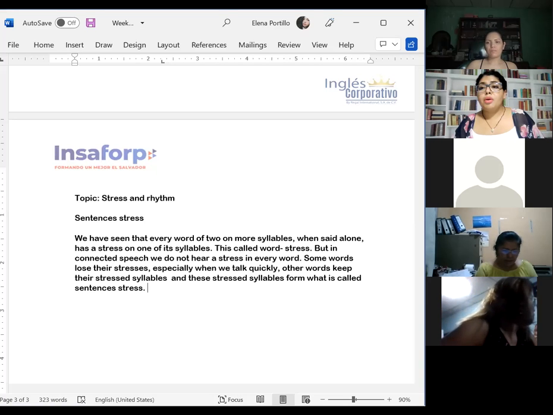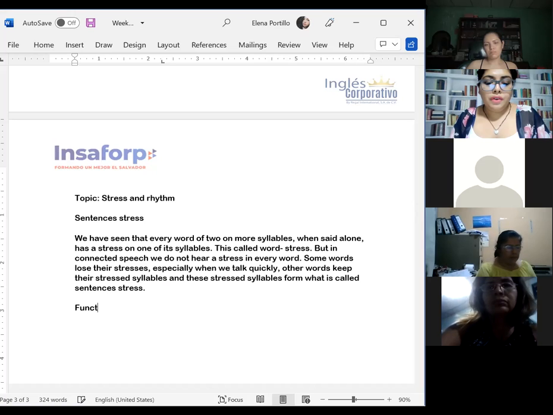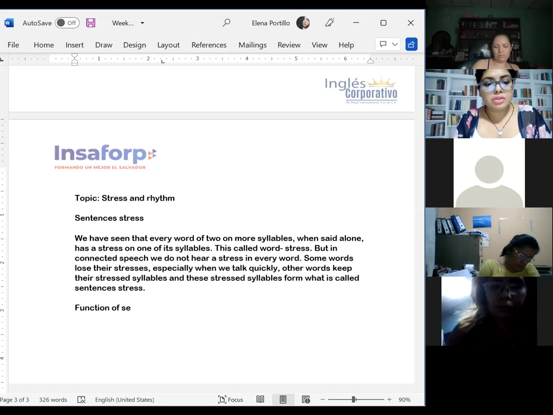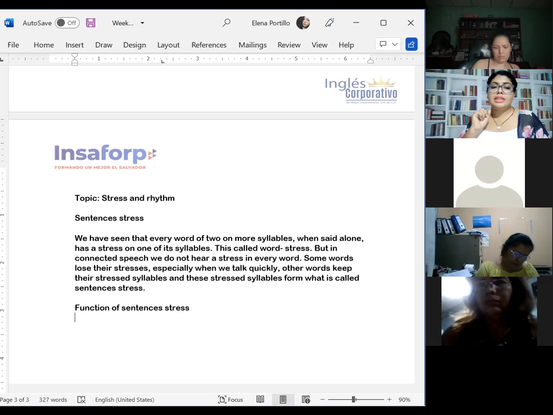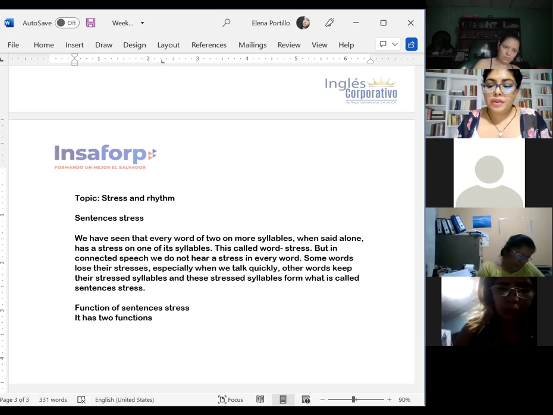Then, what is the function of this kind of stress, or sentence stress? Let's see. We are going to talk about the function of this stress in the sentences. So let's see, the function of sentence stress. It says this sentence stress has two functions. So we are going to see two functions.